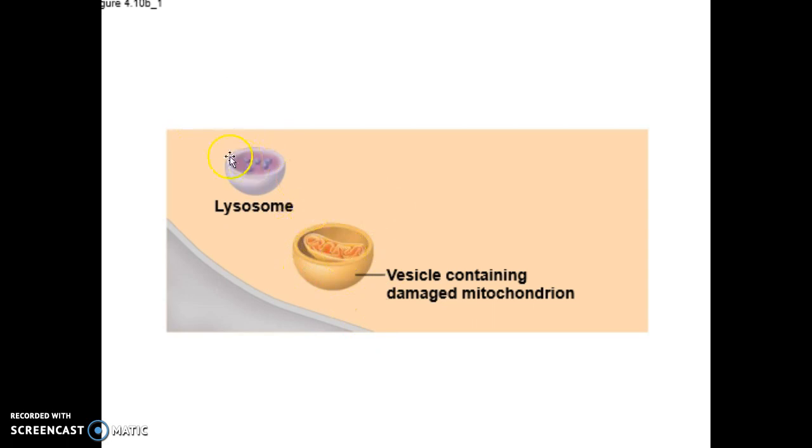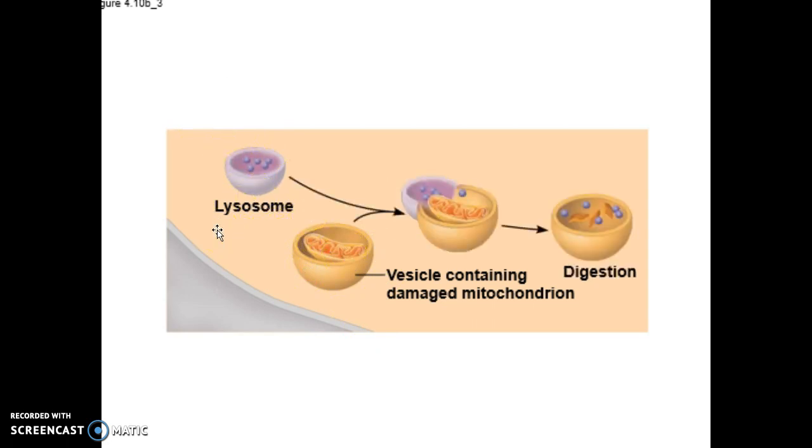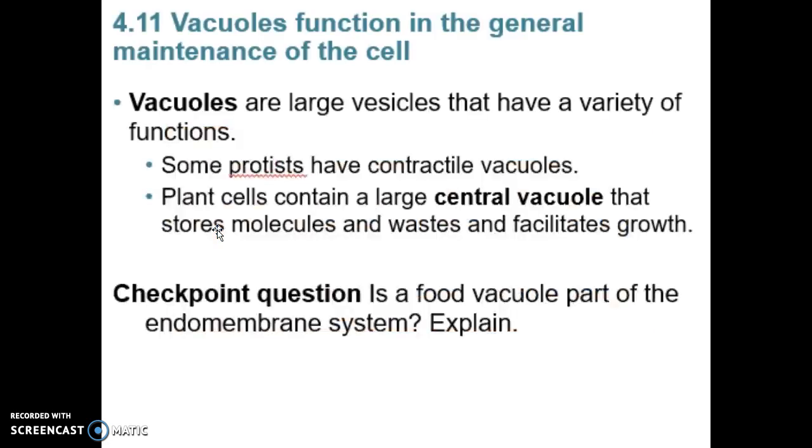So this damaged vesicle also can fuse with the lysosome. As you see here, the lysosome then functions in digesting all the contents of that new vesicle that it has fused with, and the components of that digested vesicle are released into the cell for the cell to use or reuse more appropriately. Alright, another organelle that you will see in some cells is called the vacuole.